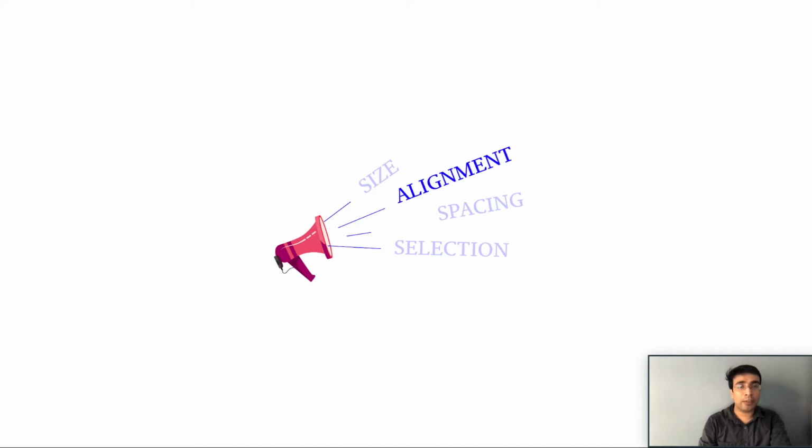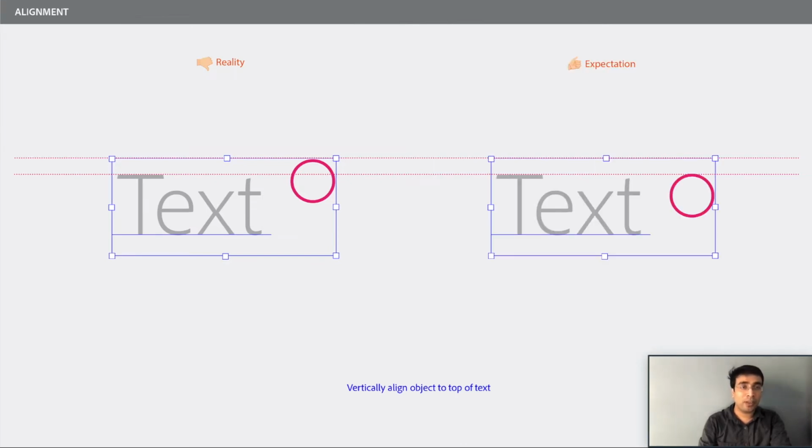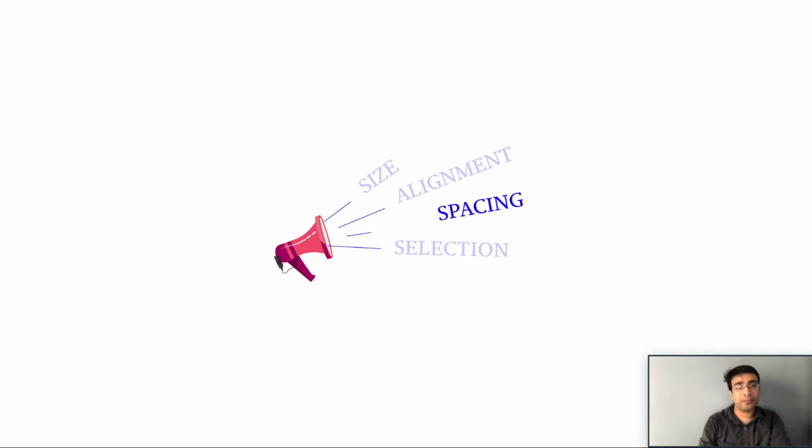Coming back to the second problem, which is alignment. When aligning any object with the text, it aligns with the visual text box, whereas the designer may expect to align with the real bounding box. We have designed a glyph guiding system which helps in precise alignment around the glyphs. We will share more details about it in a moment.